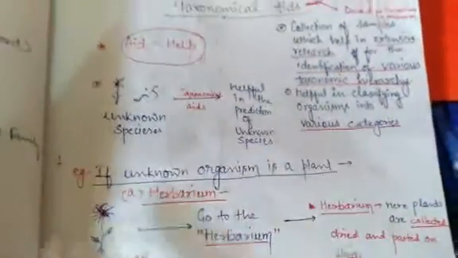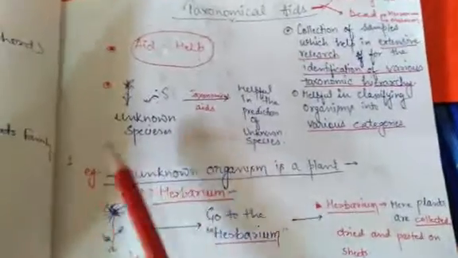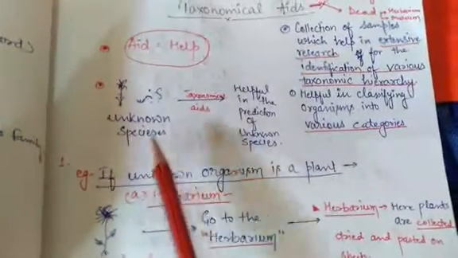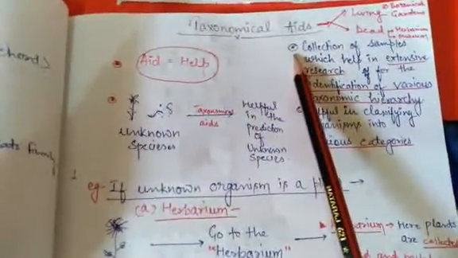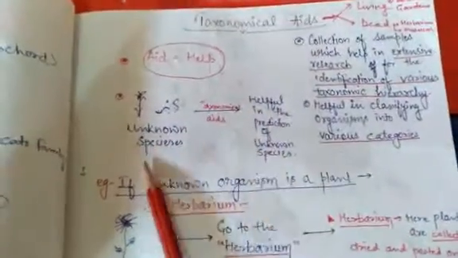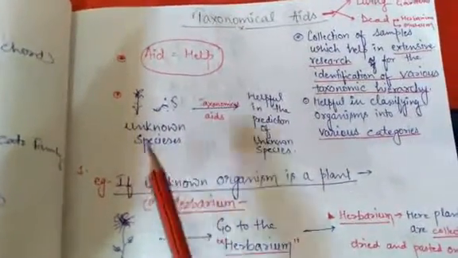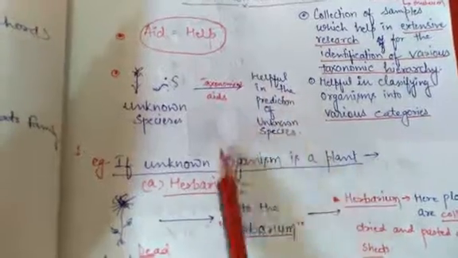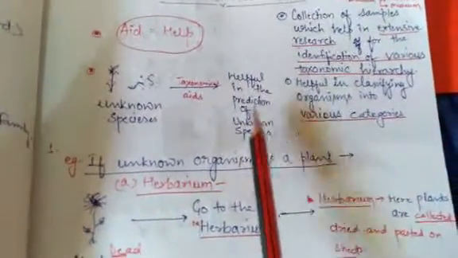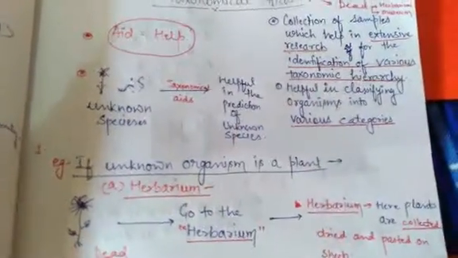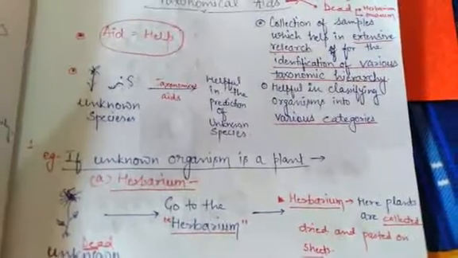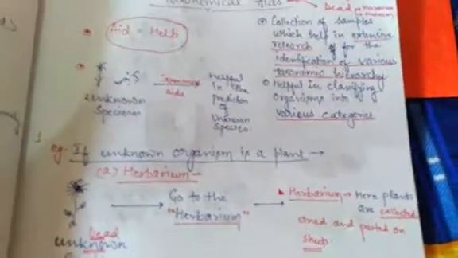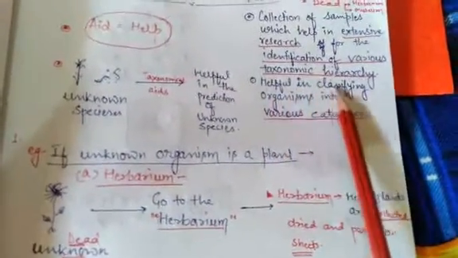Example. Suppose any unknown species is there. How are these taxonomical aids helpful to predict about the unknown species? These taxonomical aids are helpful in the prediction of unknown species. Which kind of prediction? About the class, about the phylum, about the whole taxonomical hierarchy.